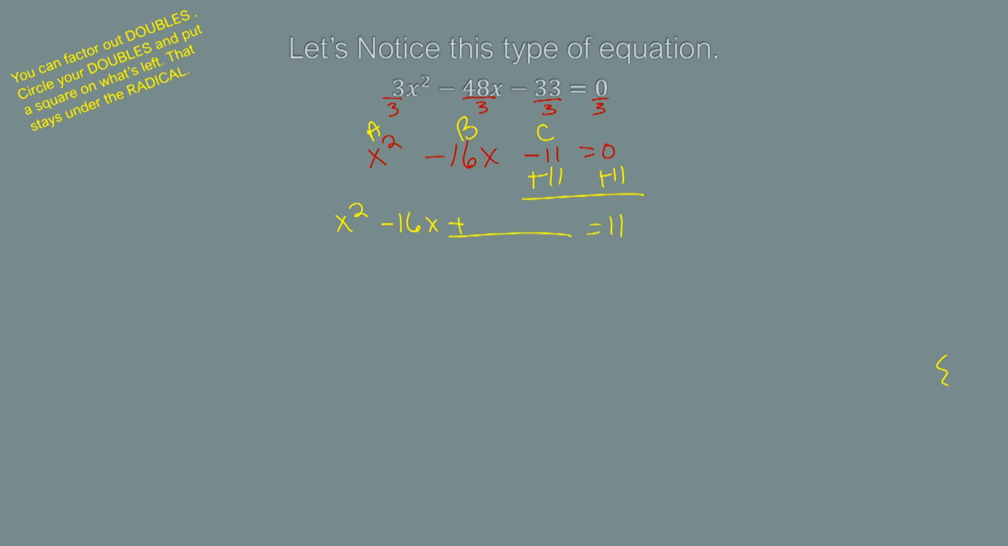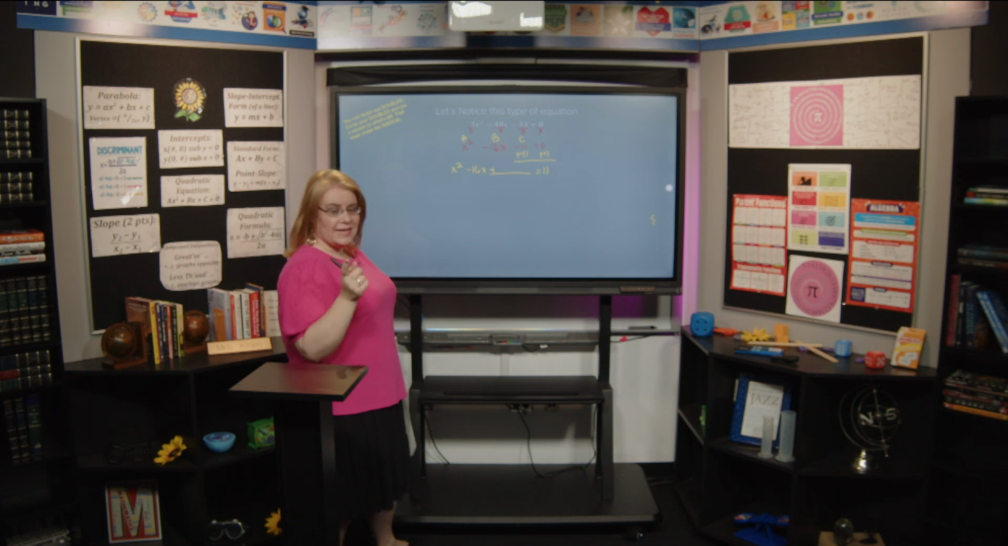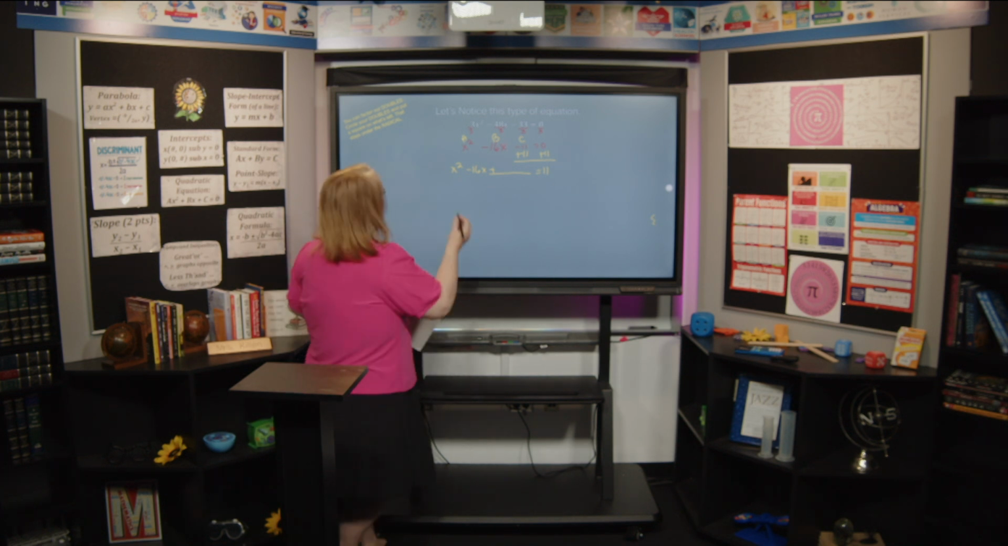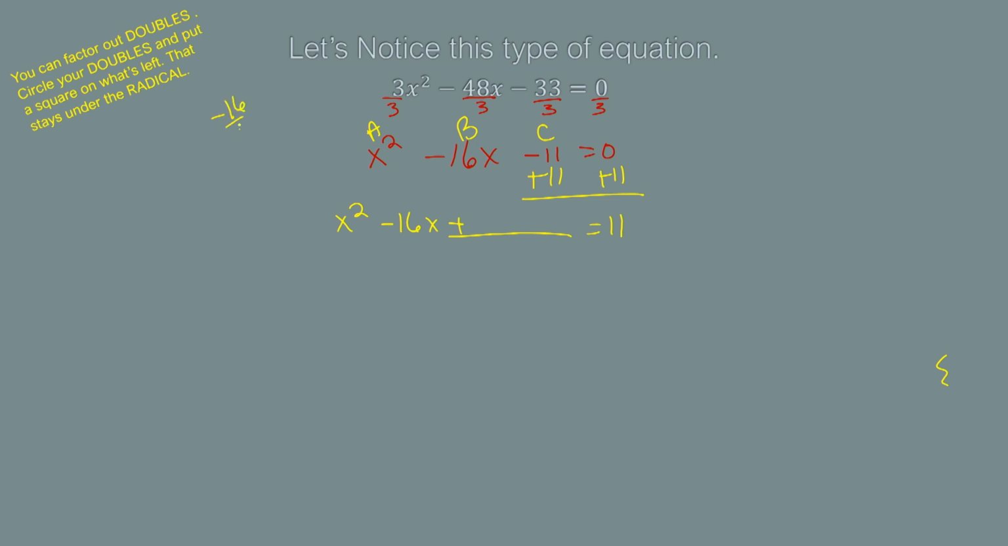Now, how did we get our new C? Exactly right. We take our B, divide it by 2, and square it. So let's do that. Negative 16 divided by 2 squared gives me what? Exactly right, 64. I am adding 64 on both sides. So let's rewrite this. x squared minus 16x plus 64 equals 75.